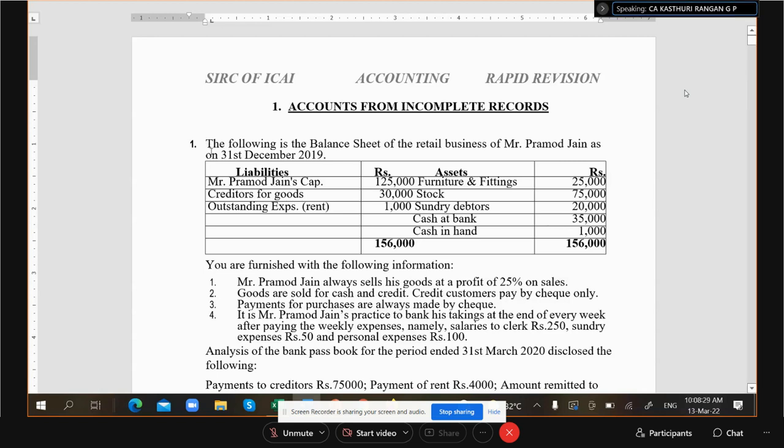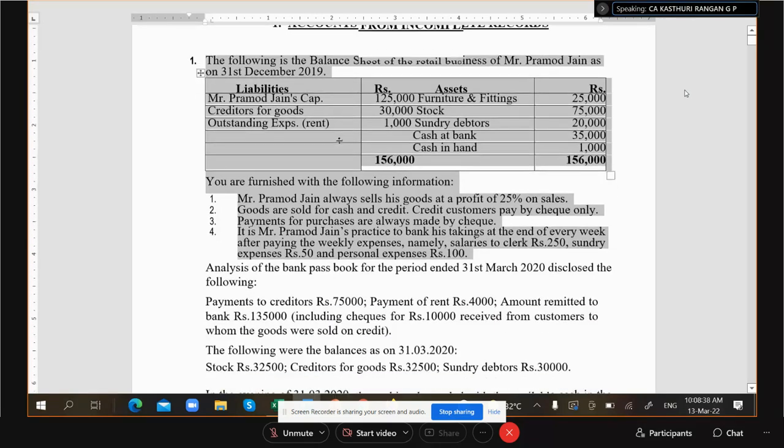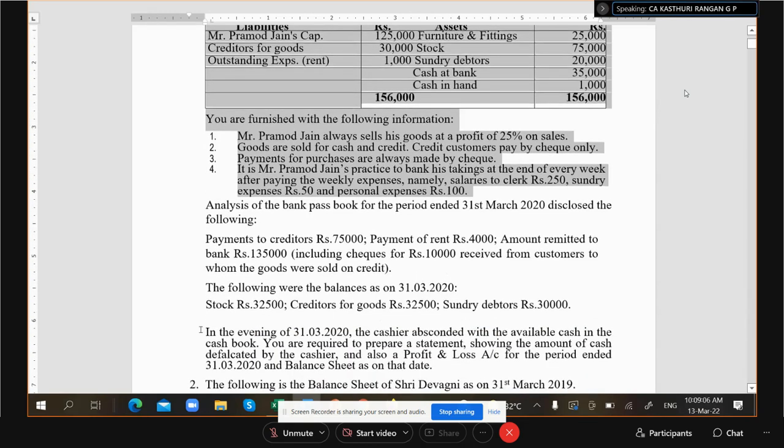Friends, in order to get the correct answer for any problem, you have to read the question thoroughly. Very, very important. So, please read it. What is given? Balance sheet on 31/12/19 is given. Some more information is furnished. Analysis of bank passbook is given. Payment to creditors 75, rent 4,000, amount remitted to bank 1 lakh 35, including checks for 10,000 received from customers to whom goods were sold on credit, followed by the closing balances.